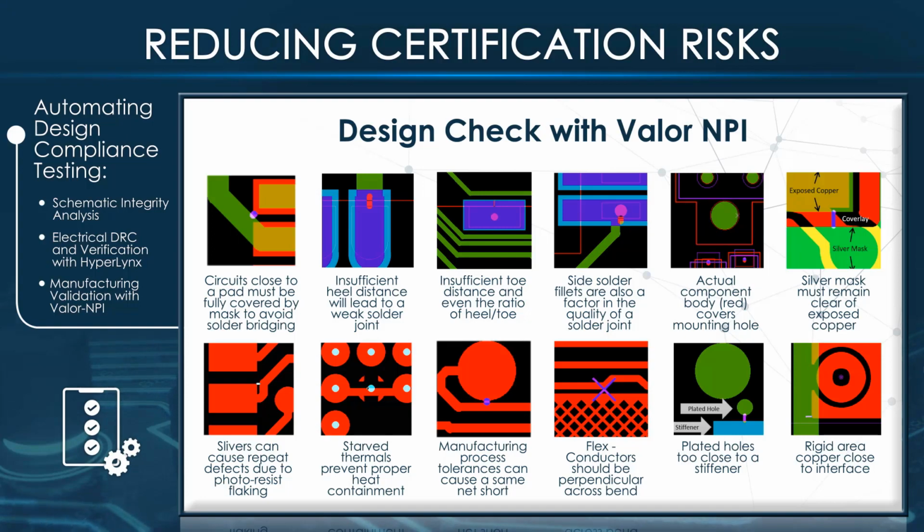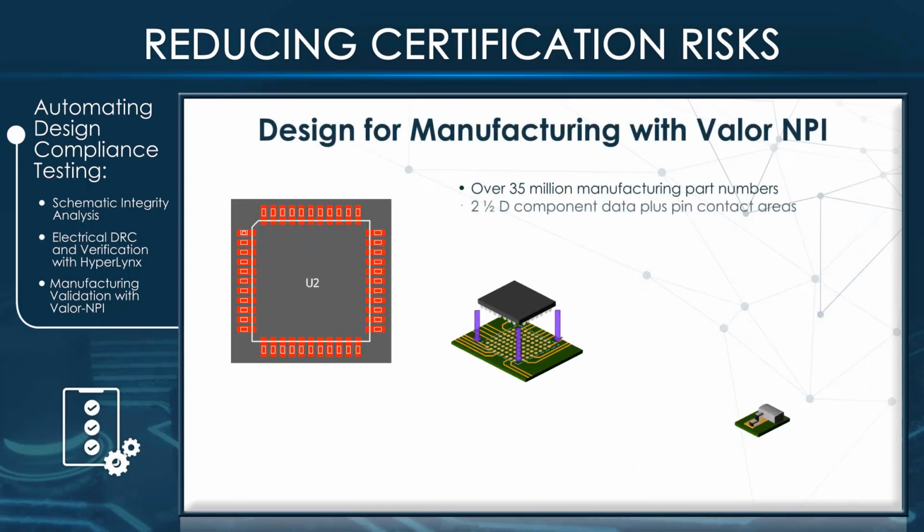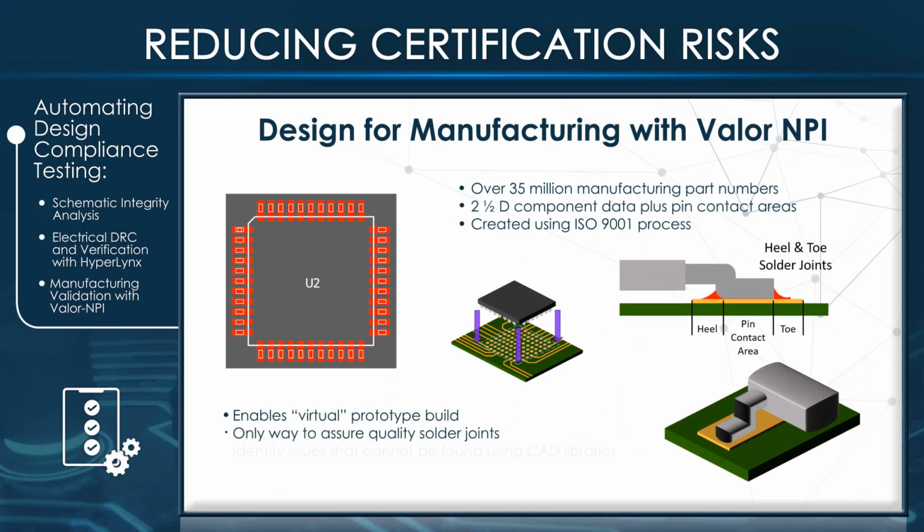Like we said before, Valor NPI is an industry standard, so it's been around a while and has over 35 million manufacturing part numbers. It'll enable the virtual prototype build of your PCB, and it's the only way to assure all of these manufacturing checks are validated before you go to your manufacturing process. It'll identify issues that can't be found using the CAD libraries.